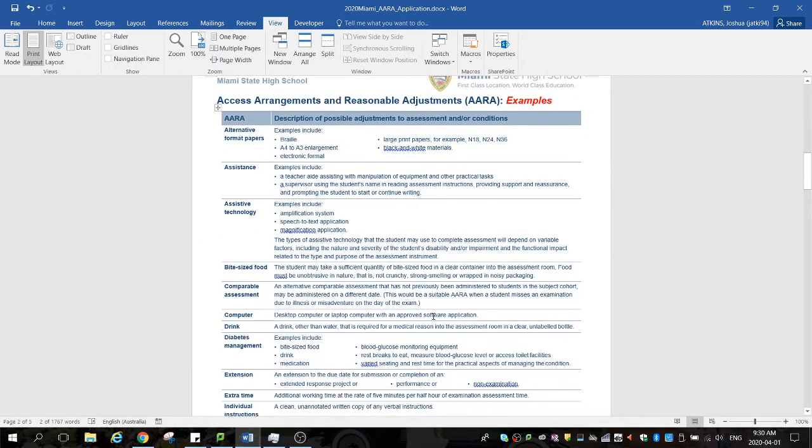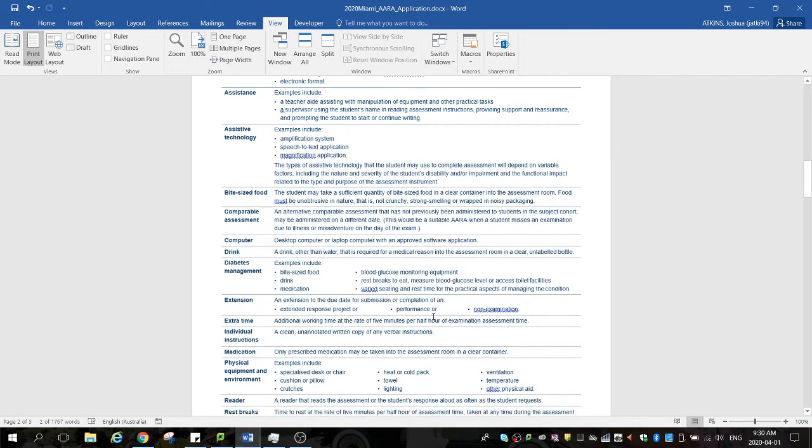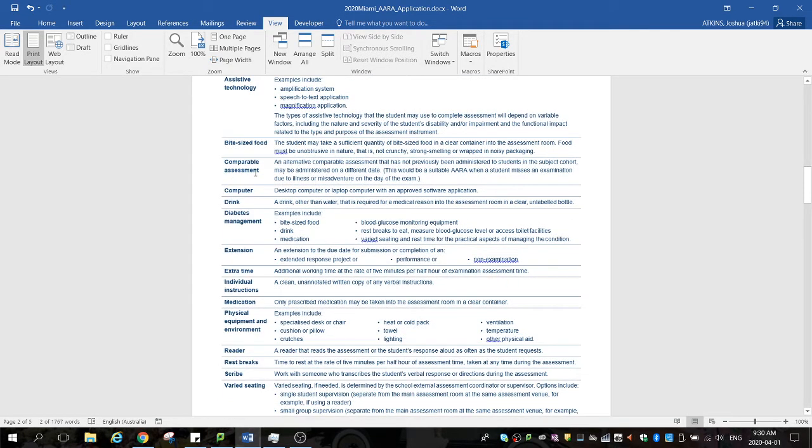The second page lists different types of AARA. Now, this doesn't list every type of AARA, but it lists most of them. The most common ones that I give out are comparable assessments. So for example, if you miss an exam because you're ill, or it might be that you need an extension for an assignment for a particular reason. Usually you may have missed a week or two of school due to illness. There are a lot of reasons why you might be able to get AARA, and it's important that you come and speak to me about that.